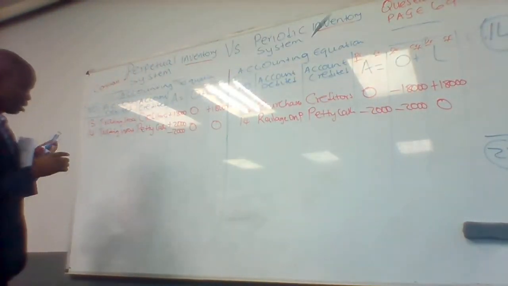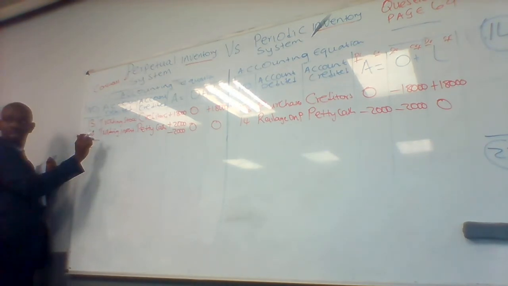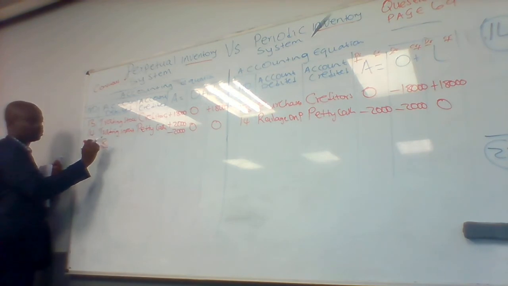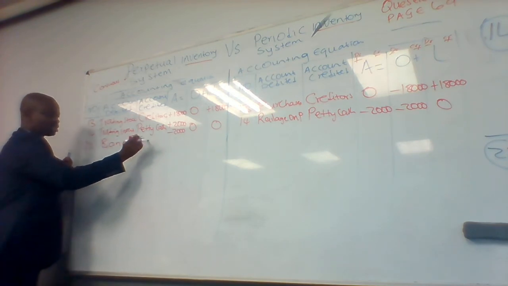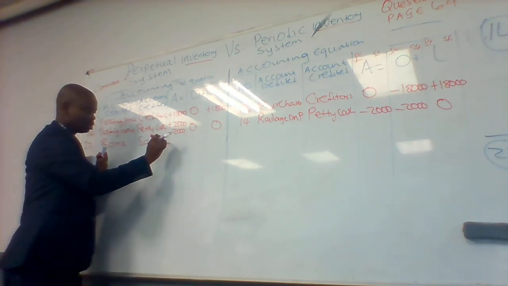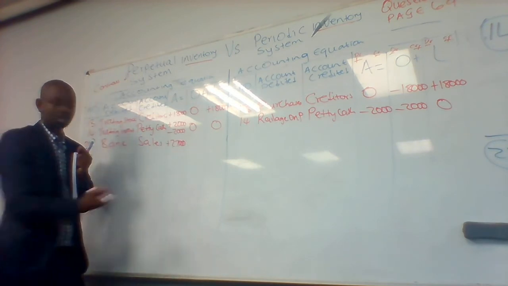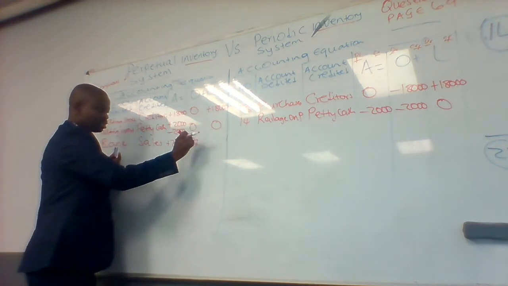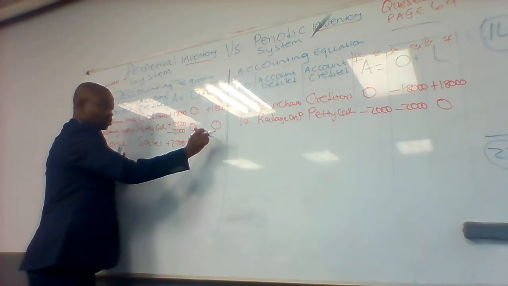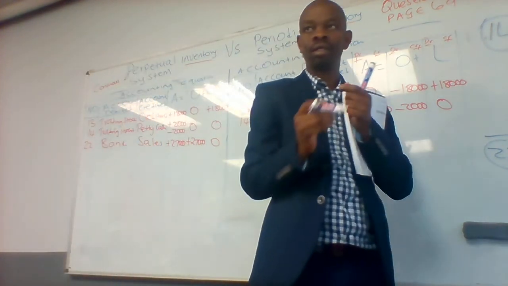Okay. The date is what? And we've got sales. Help me with the effect. How much? 27,000, plus 27,000. Okay.